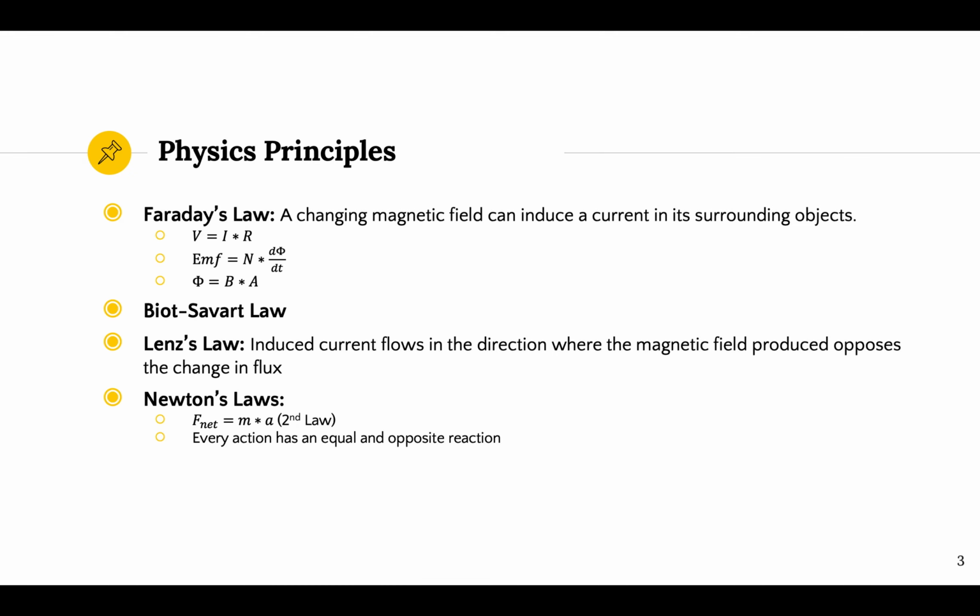Next is the physics principles used in this lab. First, it was Faraday's law, which is that a changing magnetic field can induce a current in its surrounding objects, and the equations are shown below. Next is the Biot-Savart law. Then Lenz's law, which is that an induced current flows in the direction where the magnetic field produced opposes the change in flux. And finally, Newton's laws, which is that force is equal to mass times acceleration, and that every action has an equal and opposite reaction.